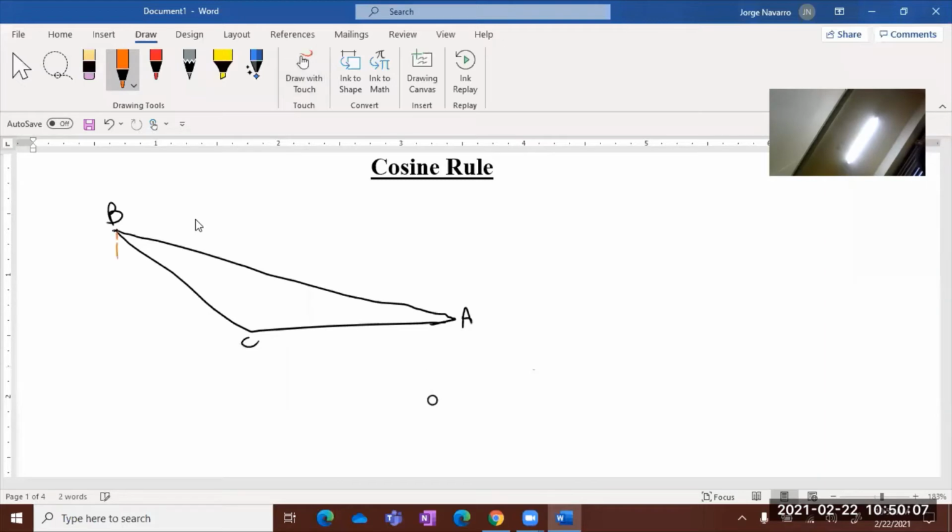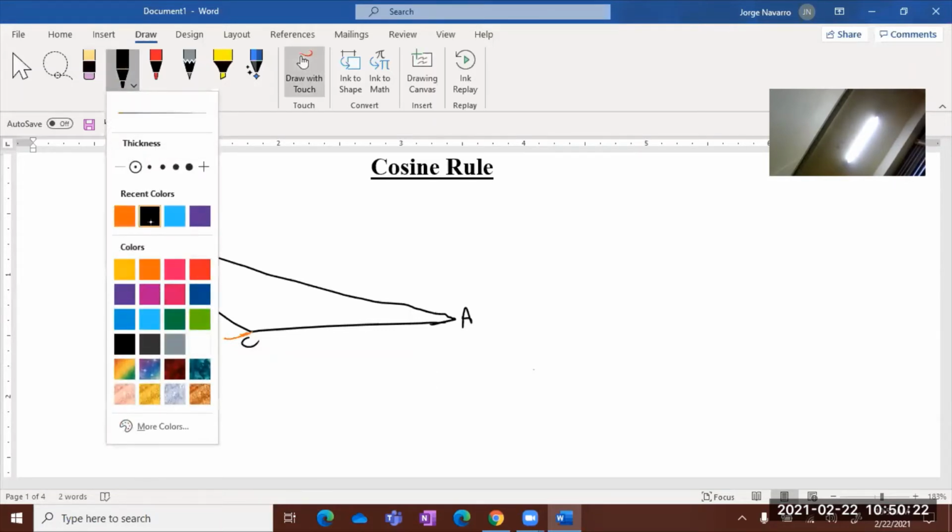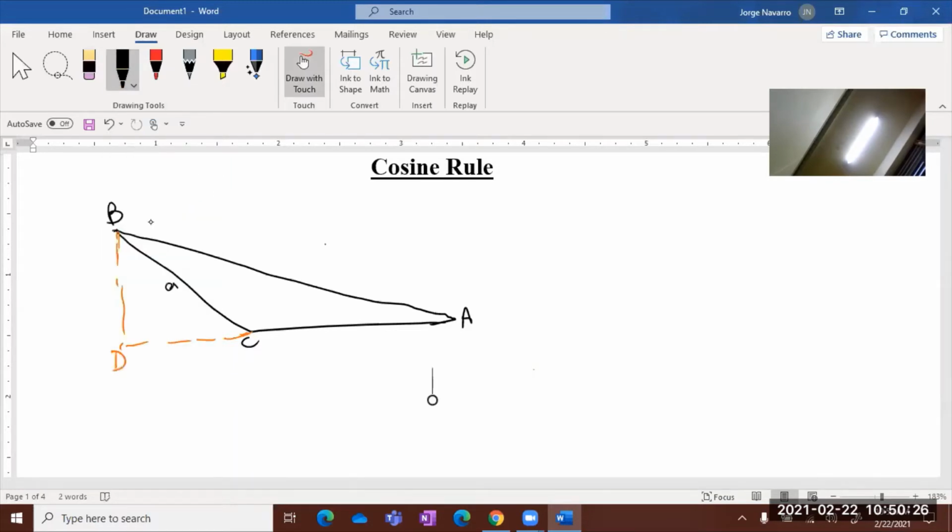So I'm going to make this a right angle triangle. I'm going to extend it, right? So this is D, all right? Note one thing though, from the original triangle, this is side A, this is side B, and this is side C. You'll need to know this as we go along. So I'm just putting it there.